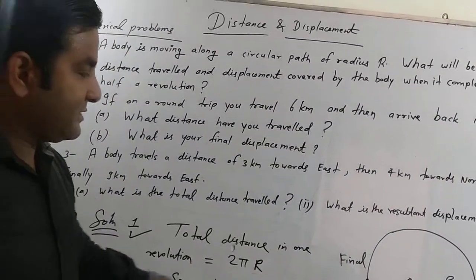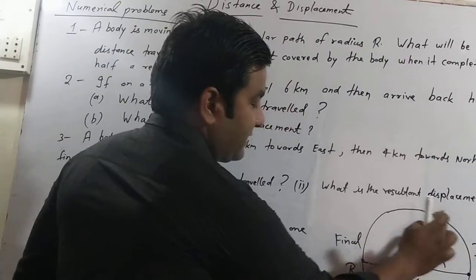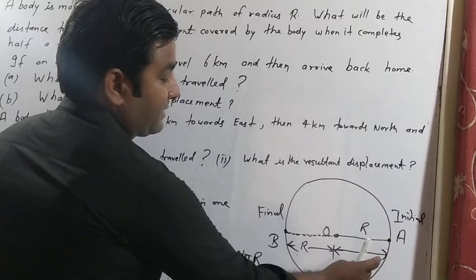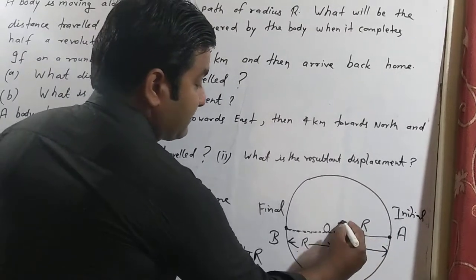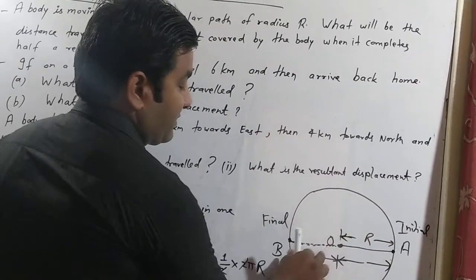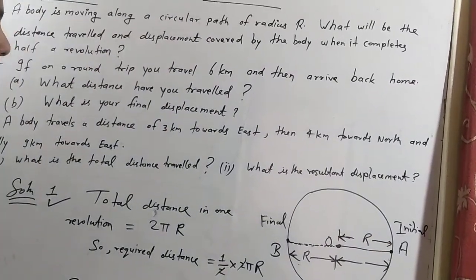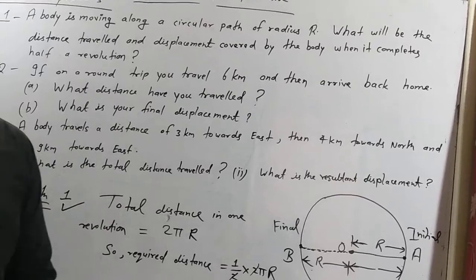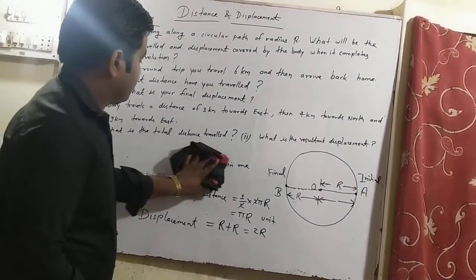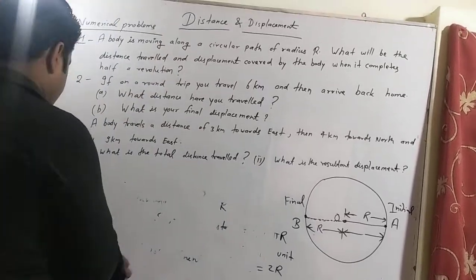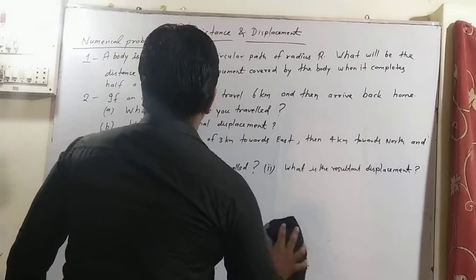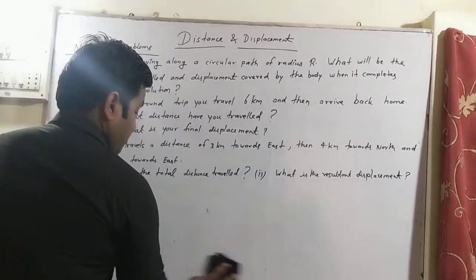And displacement, that is shortest distance between initial and final position. This is A, O to A, that is small r, capital R, no matter. And this one also r, so r plus r, that is 2r. This is the displacement. And next, solution of second. In second question, what is given? Just listen.